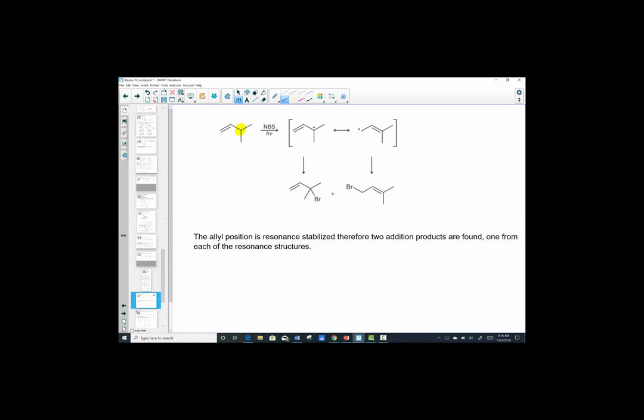So let's take a look at an example. I just pulled this one from your homework. It says, remember that the allylic position is resonance stabilized, and therefore 2 addition products are found. We practiced drawing resonance structures, and let's just review that quickly. I have highlighted what we call the allylic position. The 2 carbons in the double bond, 1 carbon over is the allylic position. And we understand that that is resonance stabilized.